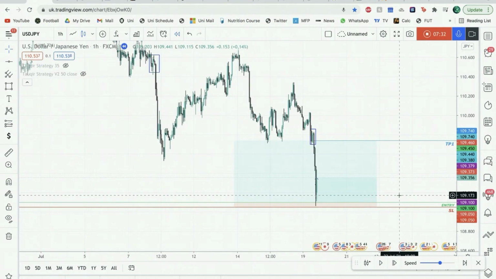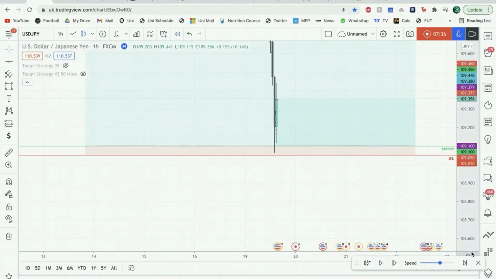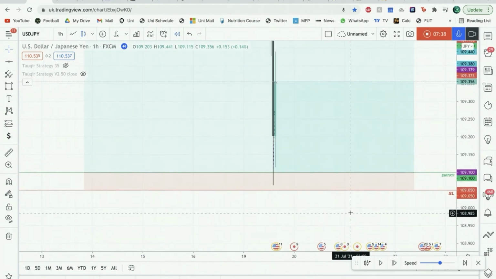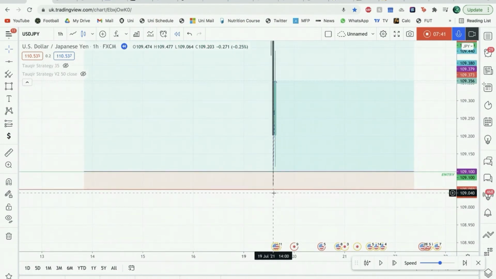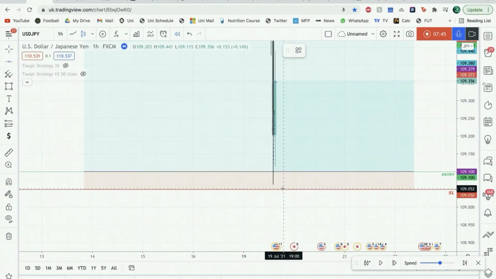So as you can see, price goes into our entry point. Now we do get some drawdown. As you can see, it's probably maybe 3.5 pips worth of drawdown. Price does go in. We get the reaction we wanted, but let's be specific, guys. Let's see, where did it react and why?